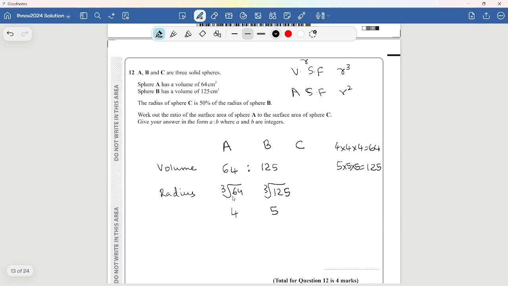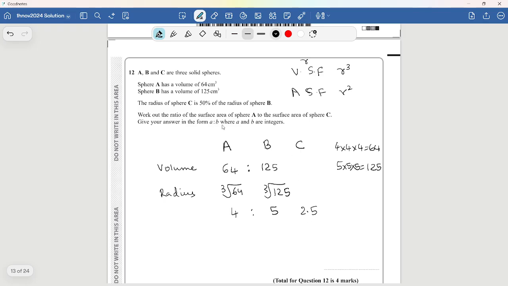So we got the radius for spheres A and B in the ratio 4 to 5. There is this information which says the radius of sphere C is 50% of the radius of sphere B. So there is the connection between the radius of spheres B and C, that sphere C has a radius that is 50% of the radius of sphere B. That means 50% is like half of the radius of B. So if the radius of B is 5 units, then the radius of C will be 2.5. It's half of it, right?